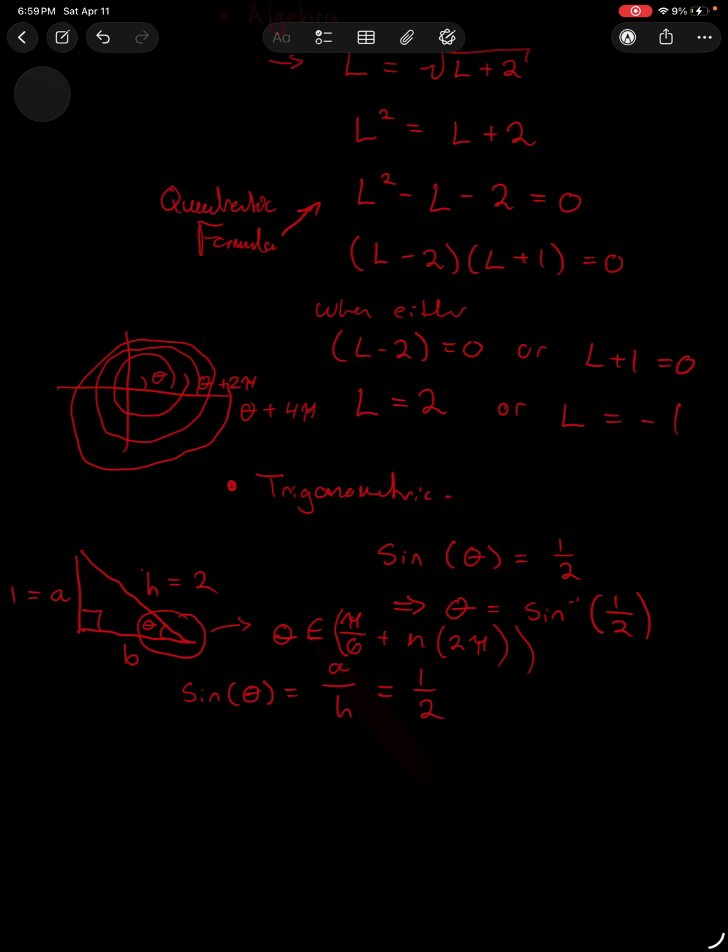So to be entirely precise here, we would say theta is an element of the set pi over 6 plus 2 n pi, where n is a natural number.